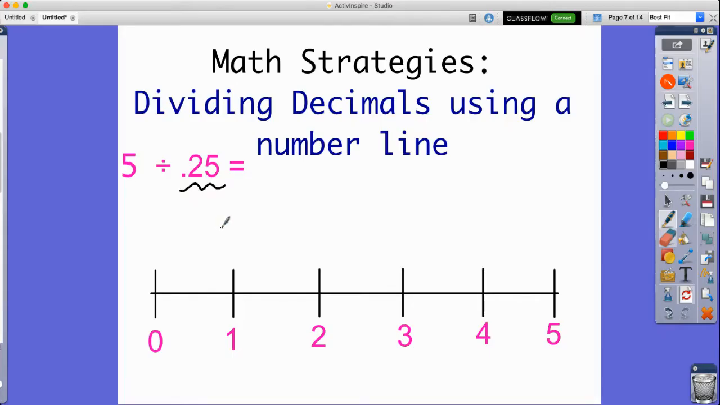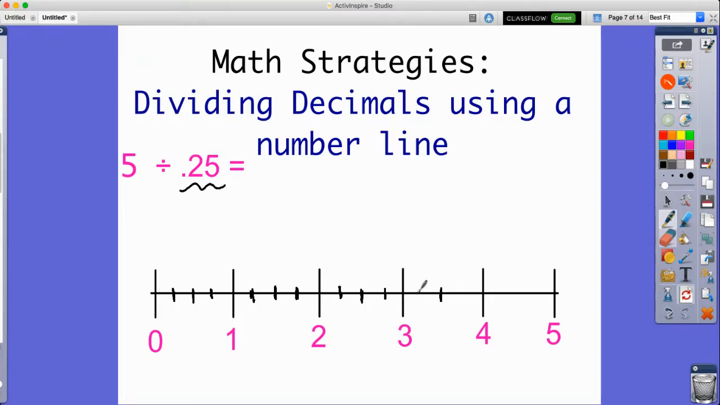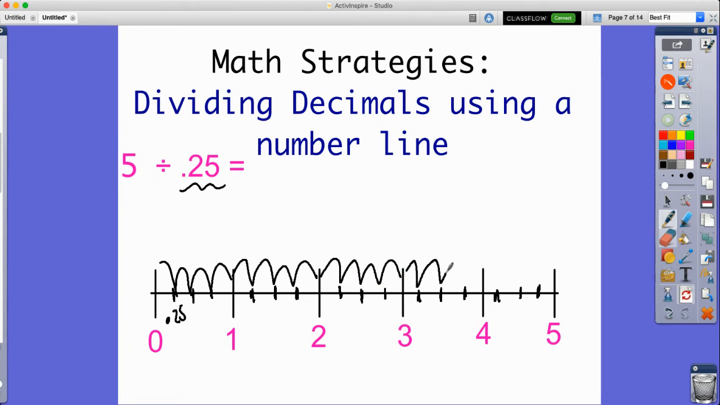Well, how many quarters do I have in $1? Well, I have 4, so I know that each of these is going to be divided into 4. So each would have a value of 25 hundredths. Well, I want to know how many groups of 25 hundredths I would have in 5. So if I have 4 in $1, how many would I have in $5? Well, let's count them to make sure. 1, 2, 3, 4, 5, 6, 7, 8, 9, 10, 11, 12, 13, 14, 15, 16, 17, 18, 19, 20. So I would have 20 sets of 25 hundredths in our 5 wholes.